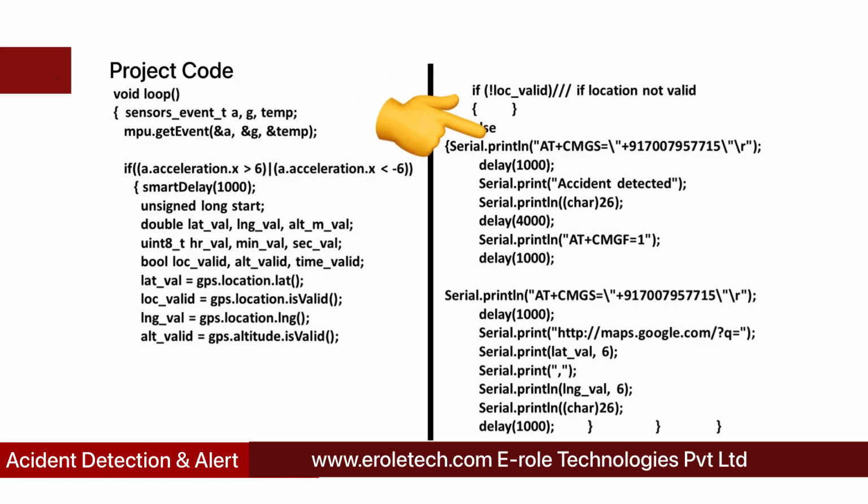If location is valid, then Arduino will send the SMS. AT plus CMGS equal to mobile number /r. This command will save the receiver's mobile number. Serial.print http maps google.com. Serial.print val, 6. Serial.print val, 6. These 3 lines will create a link for Google Map. Serial.println character 26. This command will send the message on the given number.